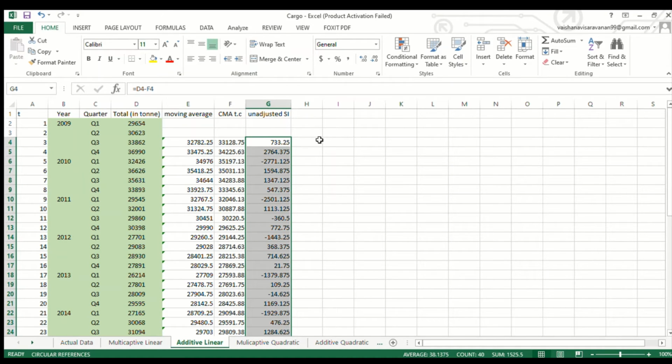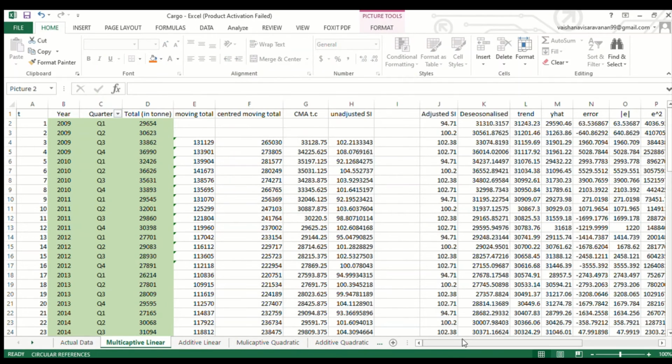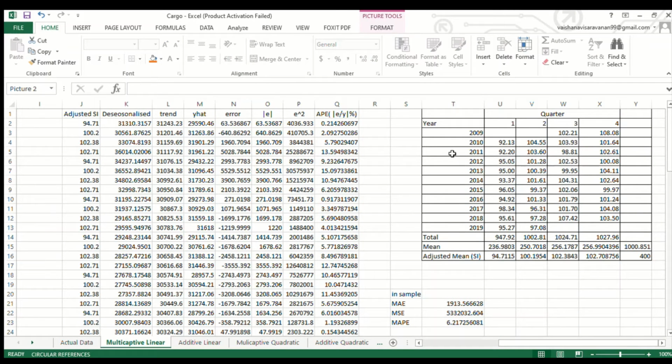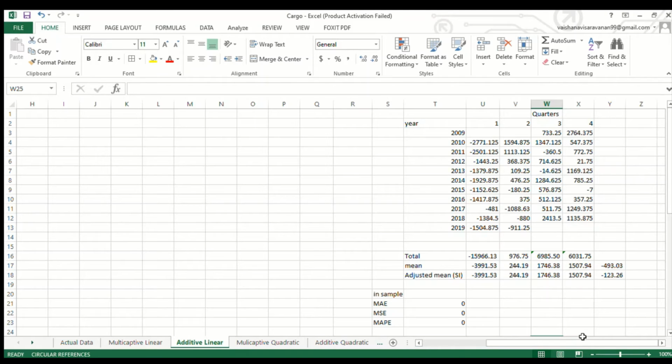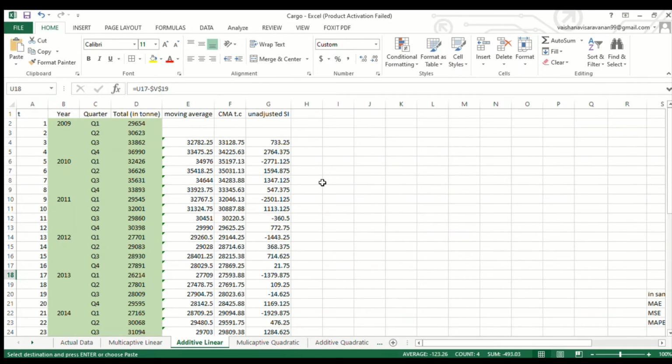And for the adjusted value, we are going to do the same as the multiplicative linear decomposition model, where we have to create the same table in our additive linear model. From this, we get our adjusted mean SI values, which are negative 3991.53, 244.19, 1746.38, and 1507.94. So we are taking these values to put in this table as adjusted SI.